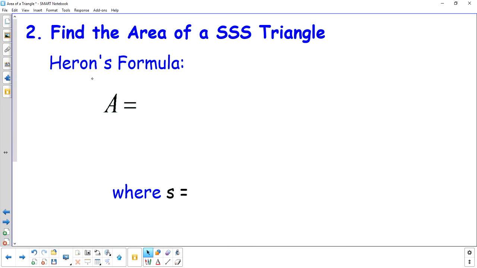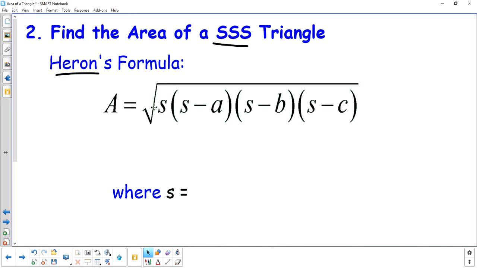Okay, so the next type, to find the area of a side side side triangle, is something called Heron's formula. Again, the name is not really important, just remembering the formula is. So it's the big square root of S times S minus A times S minus B times S minus C, where A, B, and C are the sides, and S is going to be equal to 1/2 of their sum.